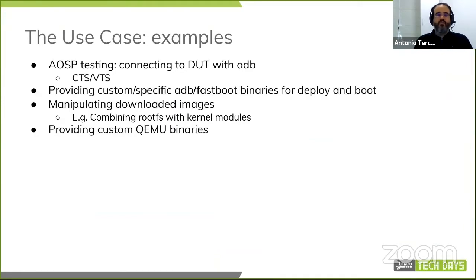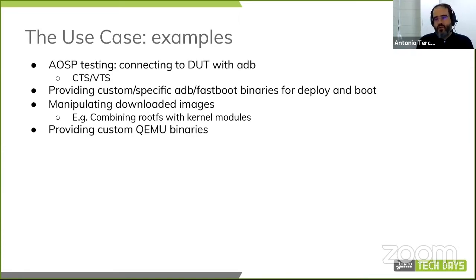So today, some of the use cases that use this functionality is, for instance, Android testing. A lot of the Android testing with CTS and VTS involves running tests from a host machine that runs ADB, fastboot, etc., and connect to the device under test. And that's one of the use cases we want to support. We want to support people running their own ADB and fastboot binaries. Maybe they are testing the latest Android development kit, or maybe they need some feature that's not available yet in the binaries we have in the lab. So that's another use case.